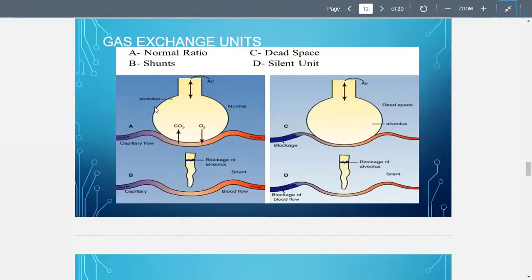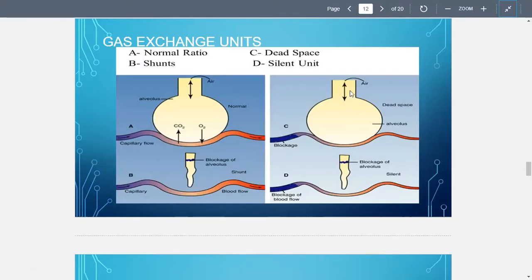A is a normal ratio. Look at this. You got air in the alveolus. You have capillary blood flow. That's normal. This is a normal unit, right? Good volume and good blood flow. But look at B. B is a shunt. Look at this alveoli. For some reason, there's a blockage there. It makes that alveoli collapse. This alveoli has collapsed, but the blood flow is good. Look at that blood flow. You got wonderful blood flow, but no ventilation. That is a shunt.